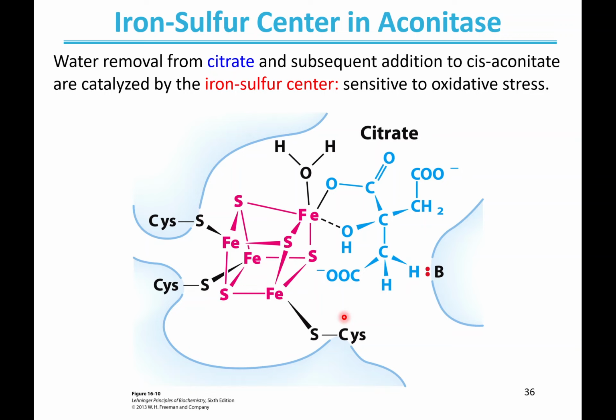This enzyme, aconitase, that catalyzes this reaction, uses iron-sulfur clusters to accomplish this. And this is a 4-iron, 4-sulfur cluster. They're sensitive to oxidative stress. So in times of oxidative stress, these iron-sulfur clusters can be modified and actually become inactive, which would not be a very good thing, because if you don't have the citric acid cycle, that cell's not gonna survive very long.